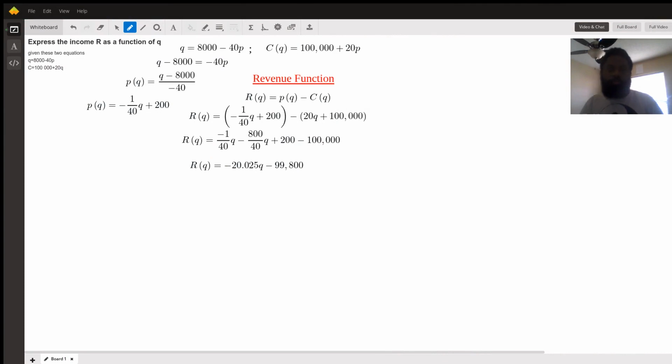Good afternoon. My name is Tim, a math tutor, and I will be showing you how to express an income function of the revenue as a function of Q, given two equations. Q equals 8,000 minus 40p, and the function of C, 100,000 plus 20Q.